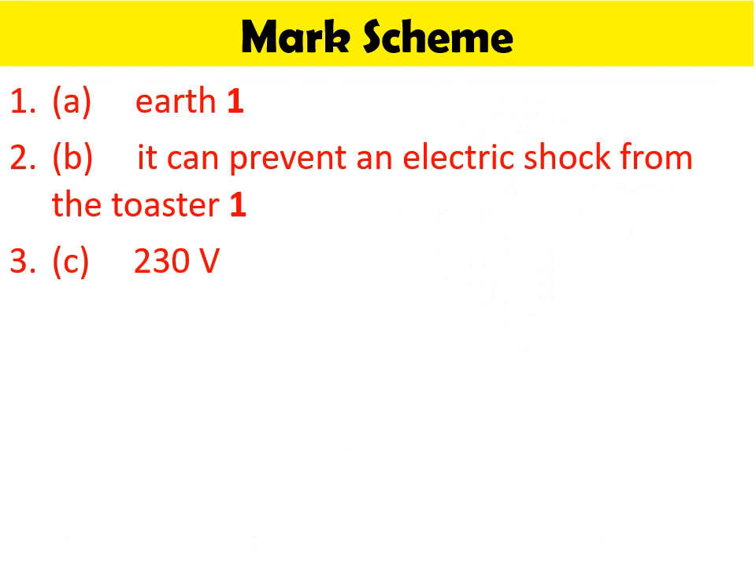Yes, so the first one is the earth wire, and for the second one, so that there is no electric shock is the answer. Live wire is at 230 volts. Neutral wire is at 0 volts. So the potential difference between them is 230 minus 0, which is again 230 volts. Okay, so these are the main things you need to know in mains electricity.